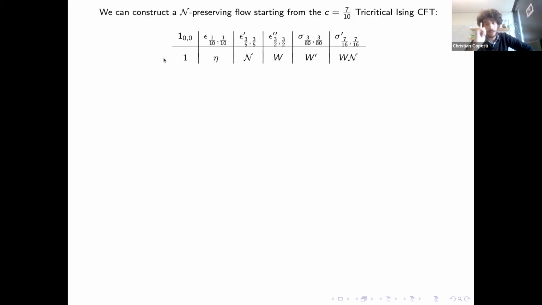And in particular, there is one operator, which is this epsilon prime operator, which has dimension 6/5, so it's a relevant operator, which preserves both the eta defect and the n defect. So what I mean is that it is neutral under n and neutral under eta.